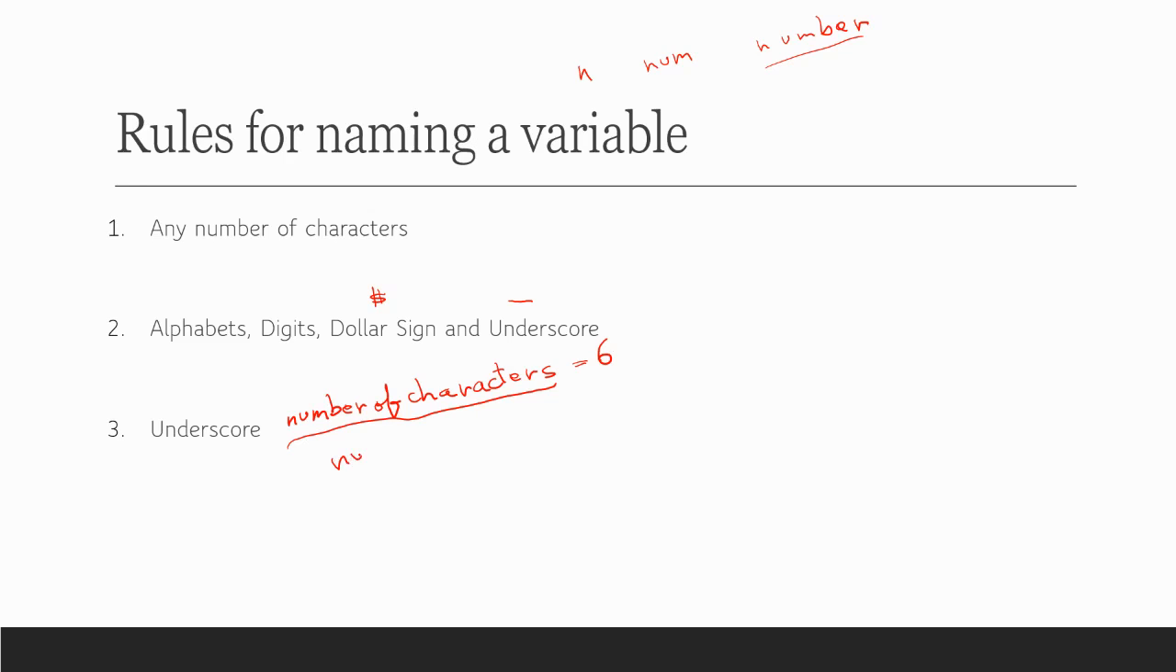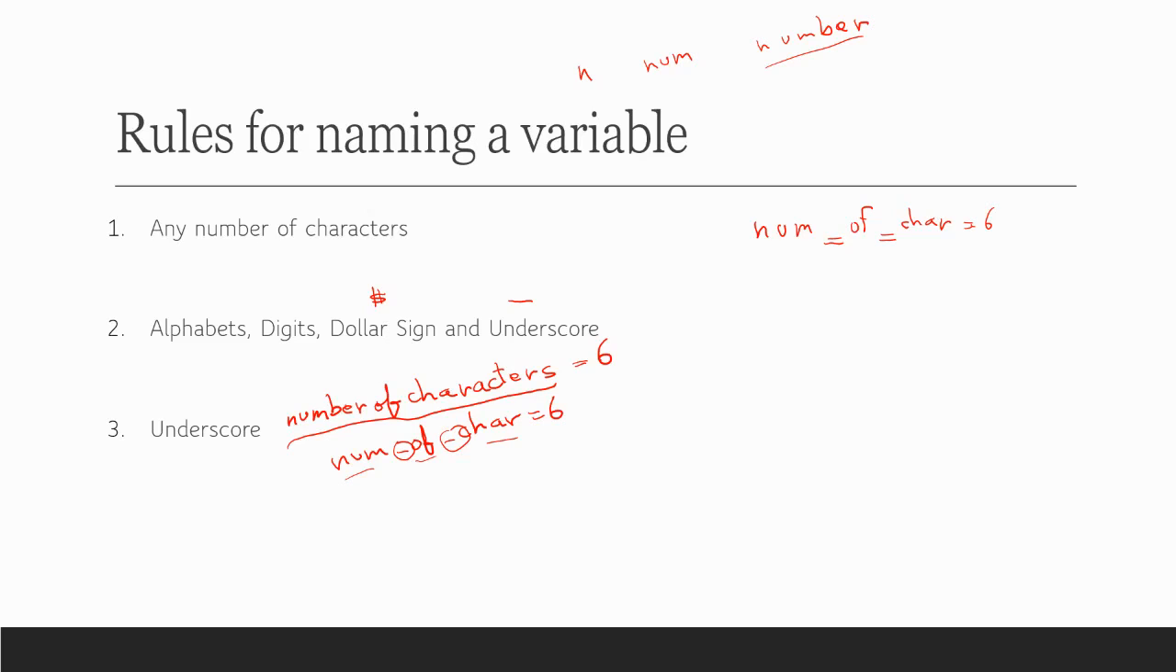So you can keep it as num_of_characters is equal to 6. As you can see, I've separated the different words using an underscore. You cannot keep spaces between the words of a variable, or else it will give an error. So if I try to run this program and there are two spaces here, then it will give me an error telling me that it is not an allowed variable name in Java.